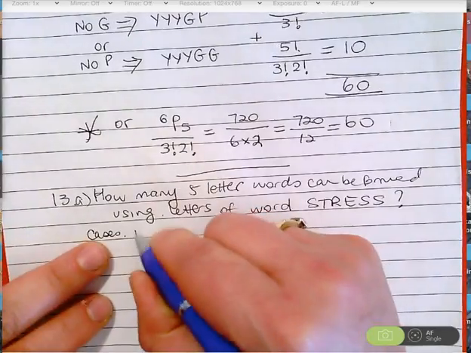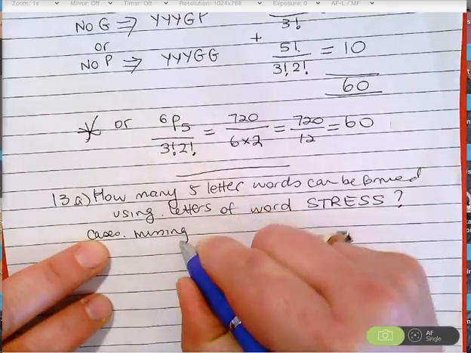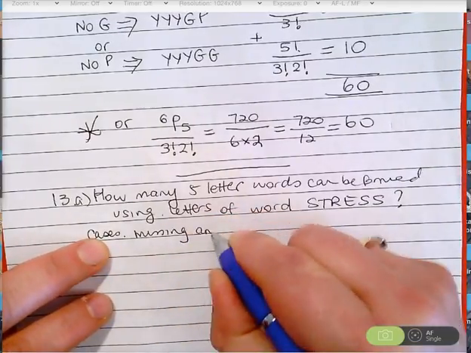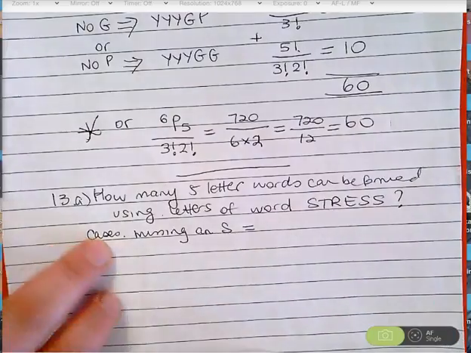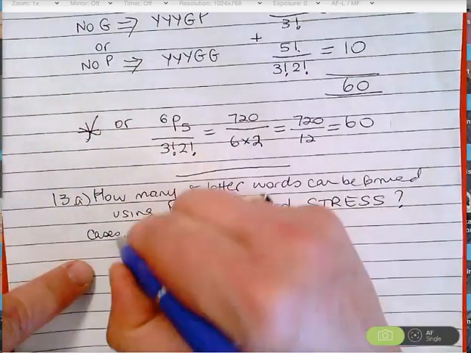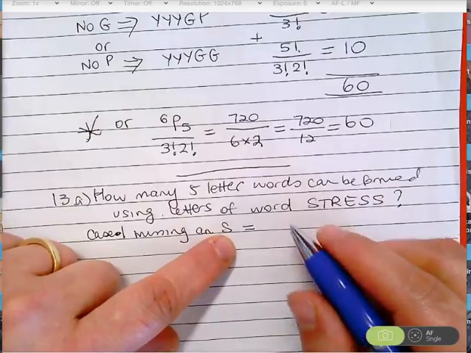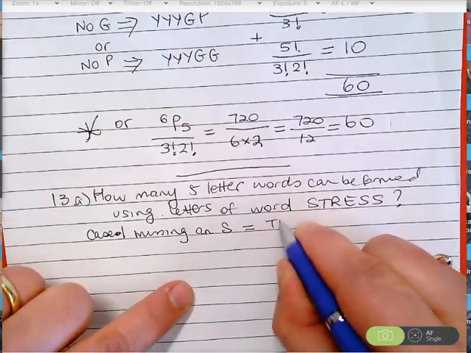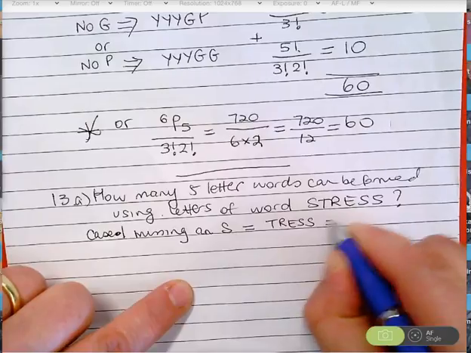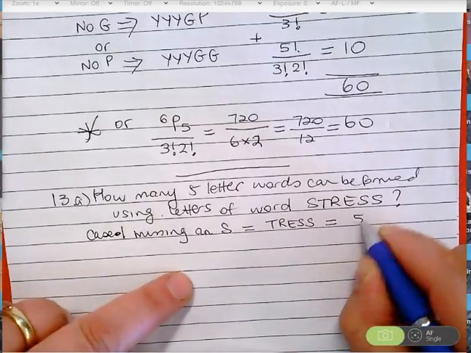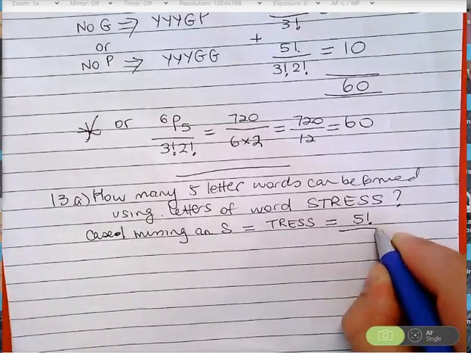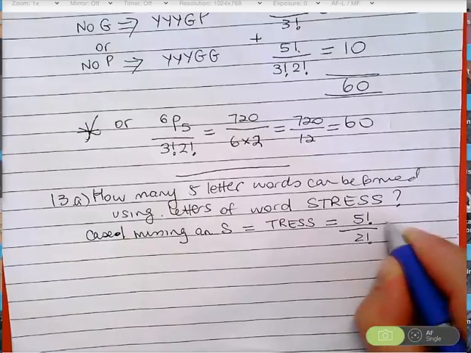So cases, I'm going to do them together. Let's go missing an S. So that's case 1. If you're missing an S, you would have TRESS. Can you arrange it? 5 factorial over 2 factorial. That's the first one.